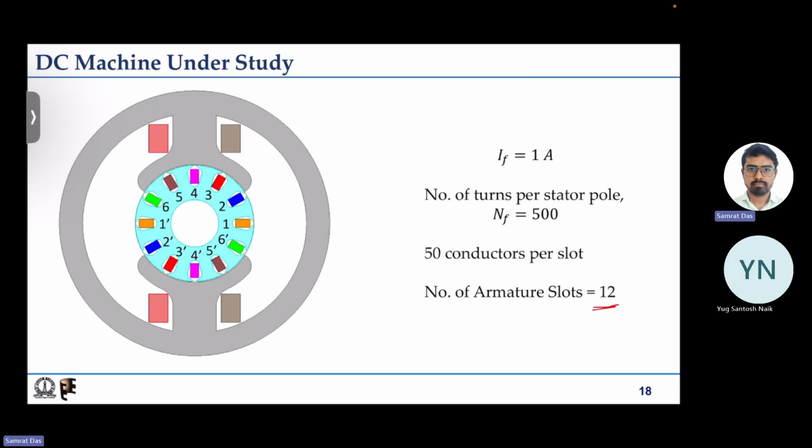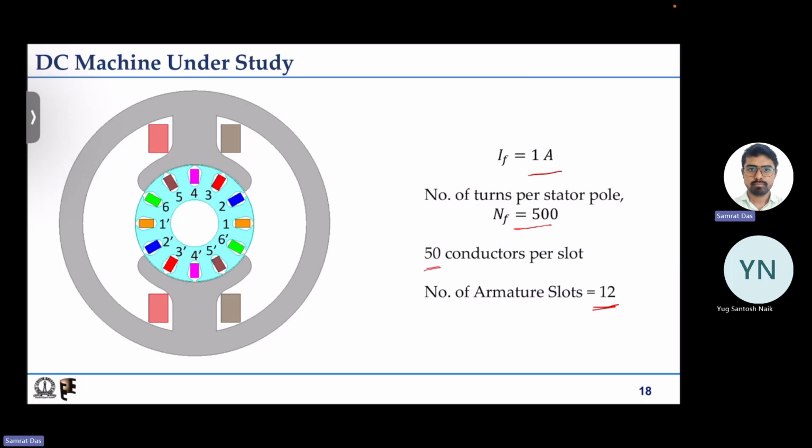Then we started with a case study of a DC machine with 12 slots, and in each slot we have 50 conductors, and the number of turns per stator pole, that is the field winding, is 500. So 500 turns on the top pole, 500 turns on the bottom pole, and both are connected in series, and you have 1 ampere of field current flowing through that.